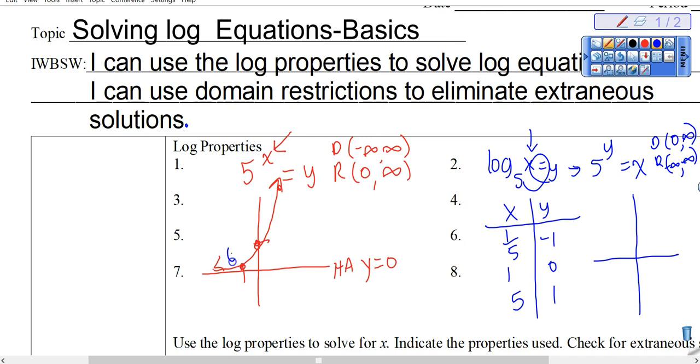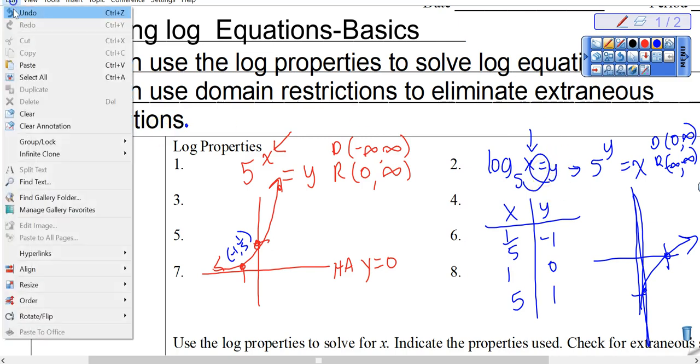Remember that this point over here was (-1, 1/5). Over here, it's (1/5, -1). So if that's 1, 1/5 would be like right here, and your graph point would be right there. And then (1, 0), and then (5, 1), which is way over there off the screen. But the graph does that. And the horizontal asymptote becomes the vertical asymptote. So when we're solving log equations, the thing that we have to be concerned about is what are the domain restrictions? Okay, so let's talk about some log properties, and then we'll come back and talk a little bit more about that.